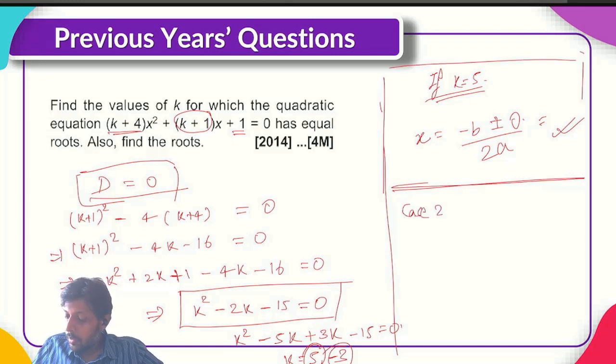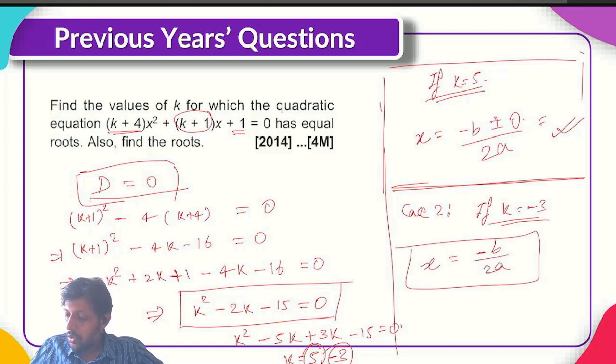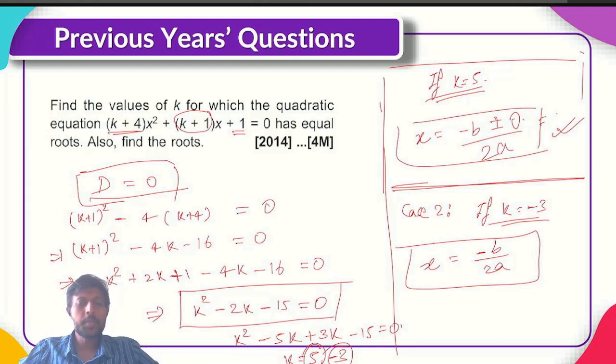Case 2 will be if k is taken as minus 3. Then again you'll have x equal to minus b upon 2a. This would be a root. Okay, so if you do all these steps, only then you're going to fetch 4 marks.